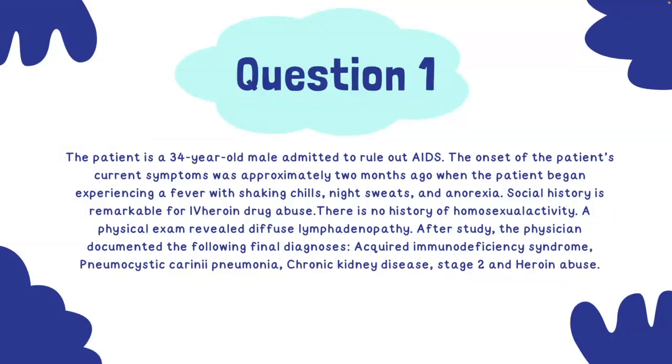So, the onset of the patient's current symptoms was approximately 2 months ago when the patient began experiencing a fever with shaking, chills, night sweats, anorexia. Social history is remarkable for IV heroin use, drug use. There is no history of homosexual activity. A physical exam revealed diffuse lymphadenopathy. And after study, the physician documented the final diagnoses.